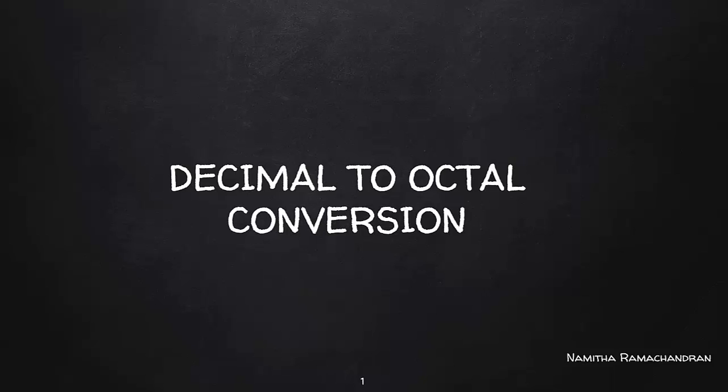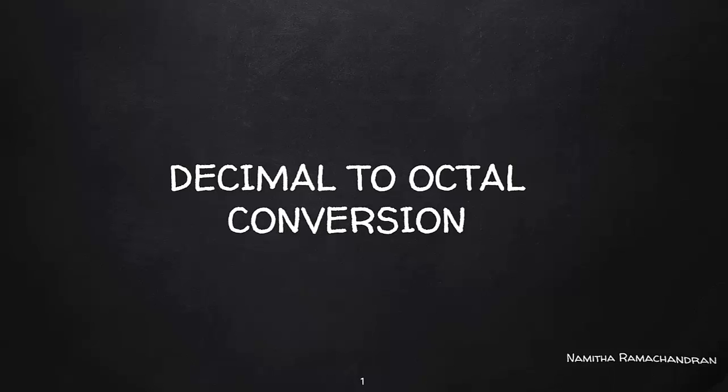In our previous video, we have already discussed how to convert a decimal number to its binary form and also the conversion of a binary number back to its decimal form. So following the same method, here we are going to convert a decimal number to its octal form and also convert an octal number back into its decimal form.